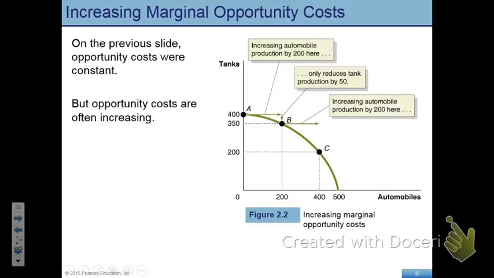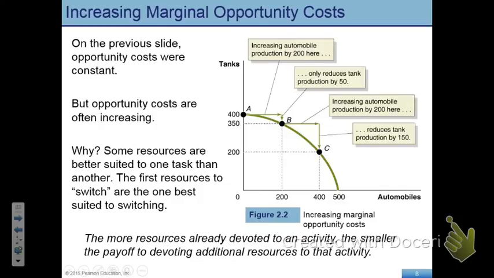In the next one, we are going to move from B to C. When we move from B to C, we are giving up about 150 tanks. Do we all see that? We are giving up about 160 tanks, and we are gaining another 200 automobiles. Is the economy equally productive as it was at point B? Is the economy equally productive at point B and at point C? The economy is, but is the automobile industry equally productive? The distinction between them is very critical.